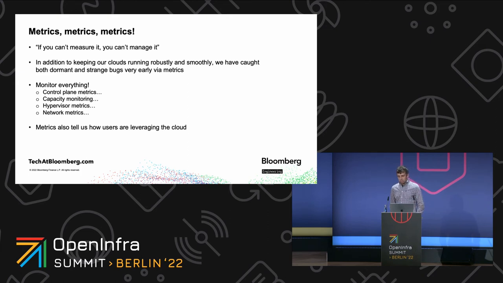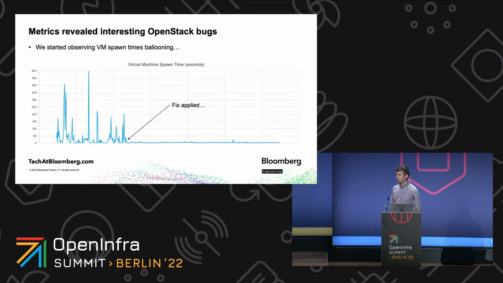And so you have to ask questions like, do you know how long each VM is taking to spin up within your clouds? Do you watch capacity metrics? Are you ordering in advance? Things like this in the post-COVID era are really important. Metrics also tell us how users are using the clouds, which tenancies are doing batch jobs and which ones are not. And we are able to leverage all those decisions to our advantage. But putting this aside, let's look at some of the interesting things that we've found.